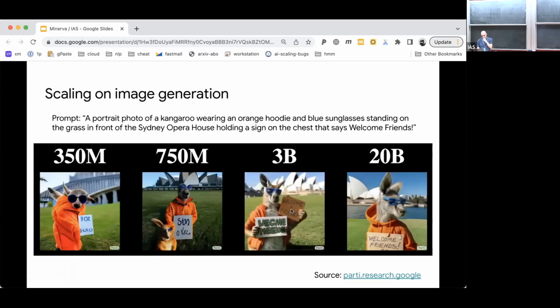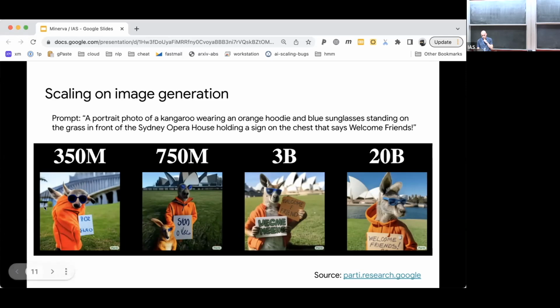We also know that scaling things up leads to a qualitatively better result. So this is an example from a different domain. This is from image generation, but still it's a transformer-based model. The goal of these kinds of models is to say, here's a caption, please generate for me a picture that corresponds to this caption. So here it's asking the model to produce a portrait photo of a kangaroo wearing an orange hoodie and so on and so forth. It should be a Sydney Opera House in the background, should be a sign that says welcome friends.